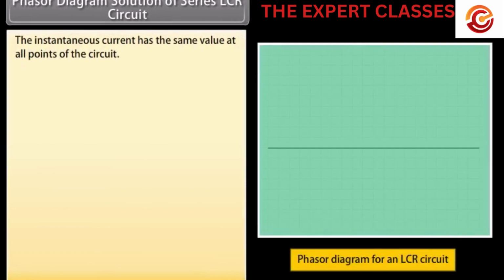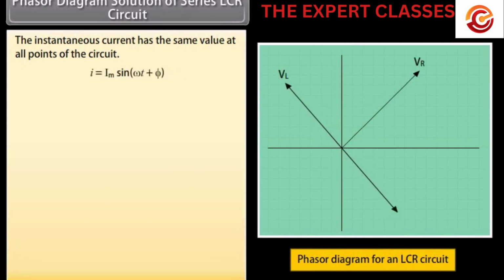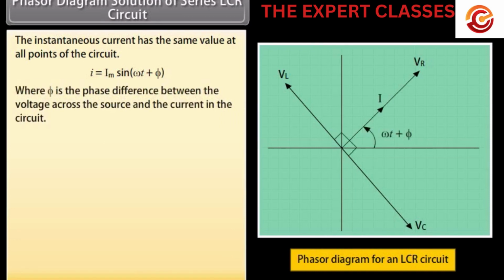Phasor diagram solution of series LCR circuit. The instantaneous current has the same value at all points of the circuit. I is equal to Im sin omega t plus phi, where phi is the phase difference between the voltage across the source and the current in the circuit.